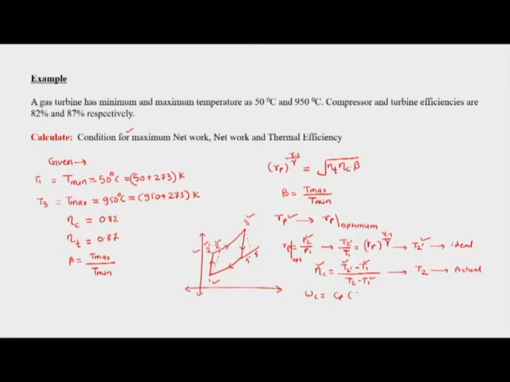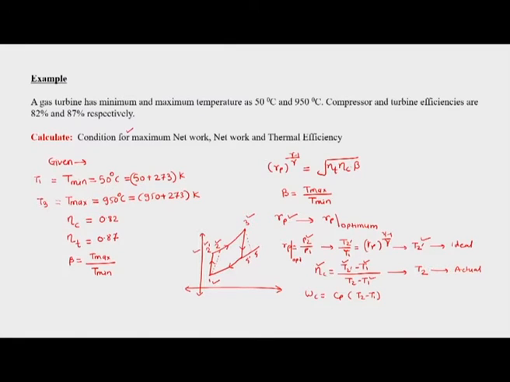WC is Cp into T2 minus T1. We know the specific heat of air is 1.005 kilojoule per kg Kelvin. So, knowing this we know the net compressor work. Having the compressor work known, then we can find out turbine work, but for turbine work we should know T4.